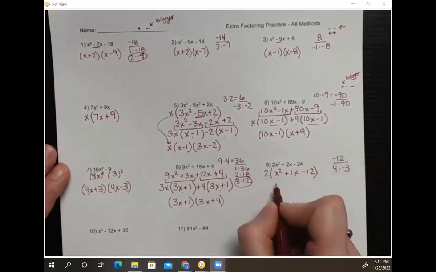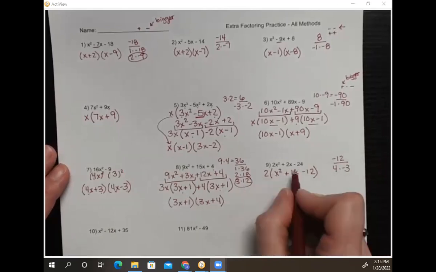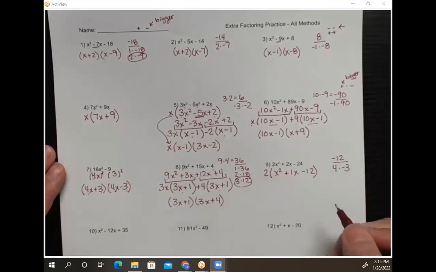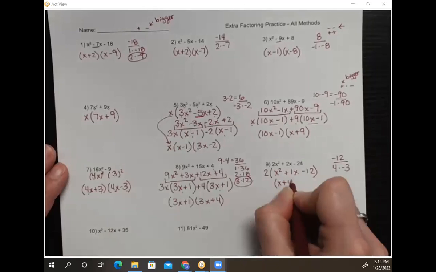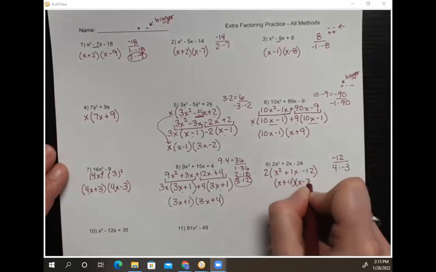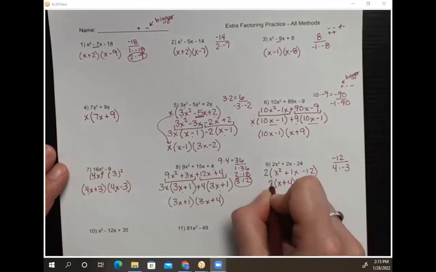Now I don't need to use AC method here because my lead coefficient, my A value, is just 1. Okay, so this inside parentheses is a problem like 1, 2, or 3. So this would become x plus 4 times x minus 3. And then again, don't forget your GCF in front.